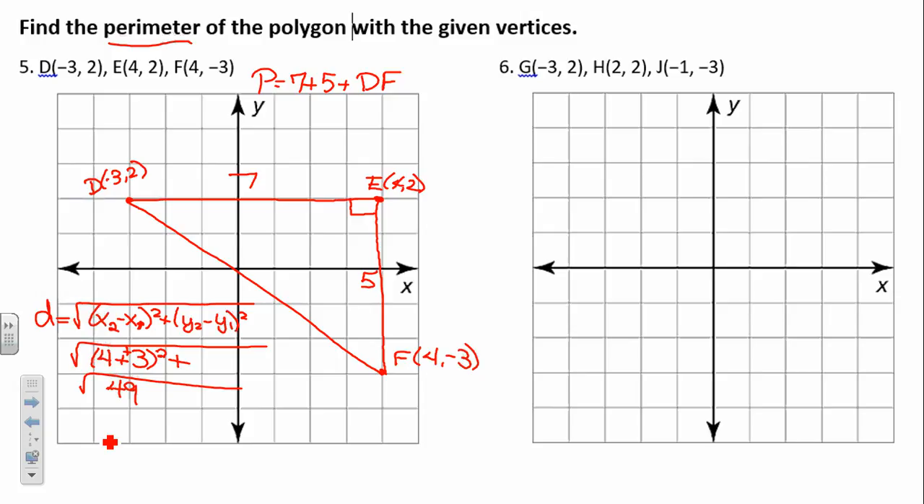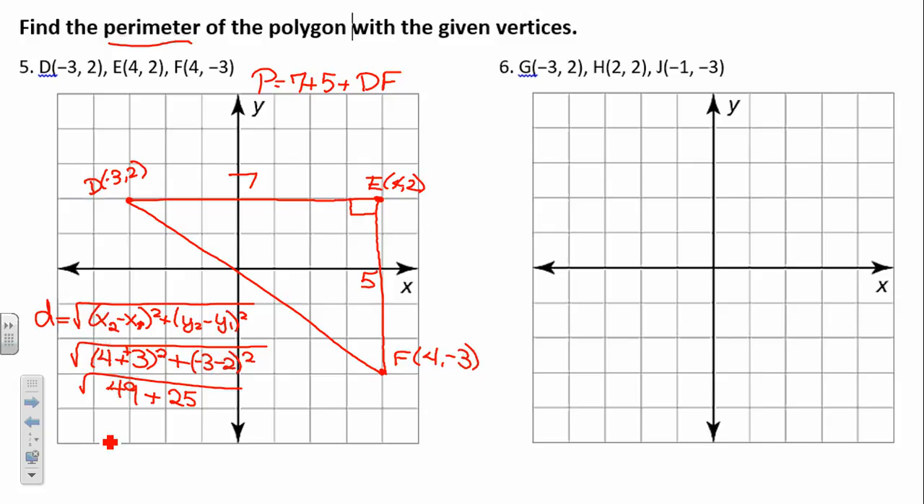Plus my y minus my y. Negative 3 minus 2. What is negative 3 minus 2? Negative 5. They're both negative. We add them and give the negative sign. Negative 5 squared is positive 25. You'll always get positive numbers in here because when we square them, a negative times a negative is positive.